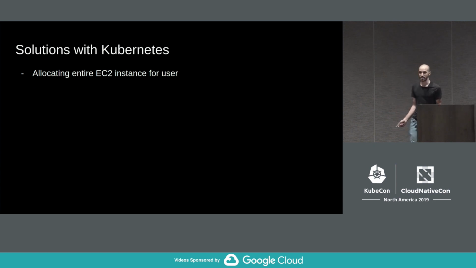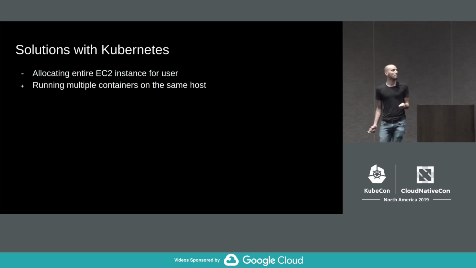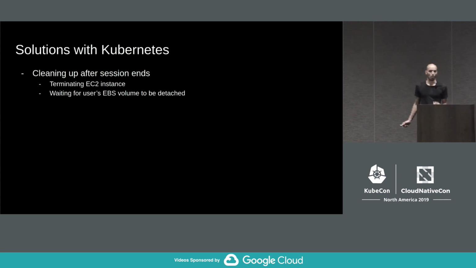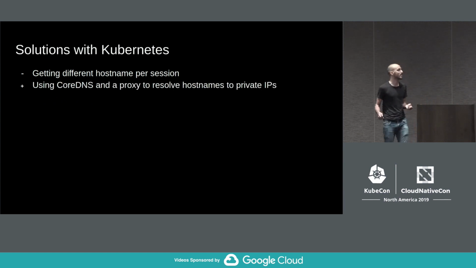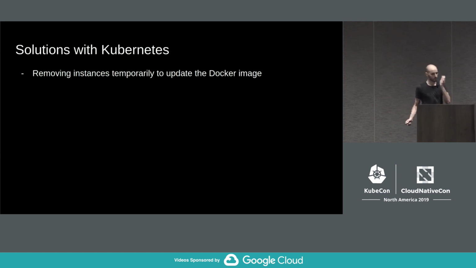We used to allocate an entire EC2 instance for each user, but now we're able to actually run multiple containers on the same instance and share the resources among these containers, which is nice. We used to do the cleaning up step, terminating the instance, waiting for the volume to detach, and now we just kill the container. We used to get a new different host name per user, and now we use some core DNS configurations plus some reverse proxy that we have deployed to resolve some host names to private IP addresses within our clusters to the containers, the IDE containers.